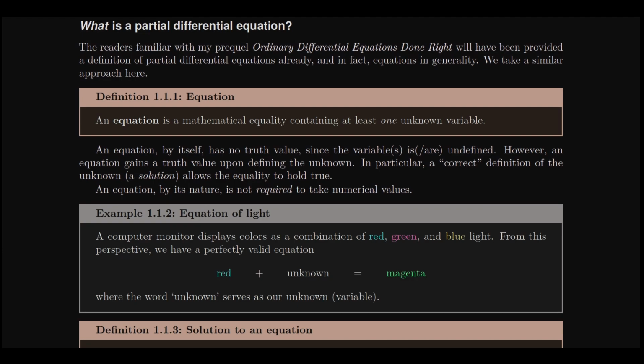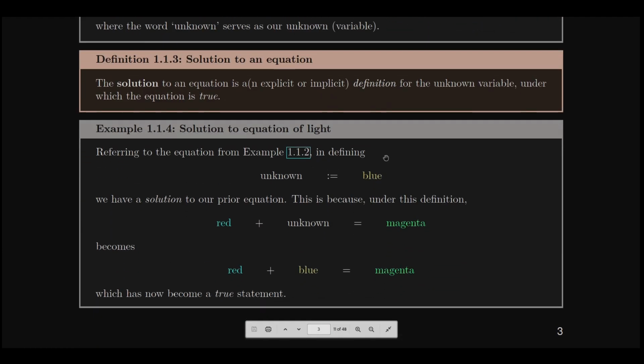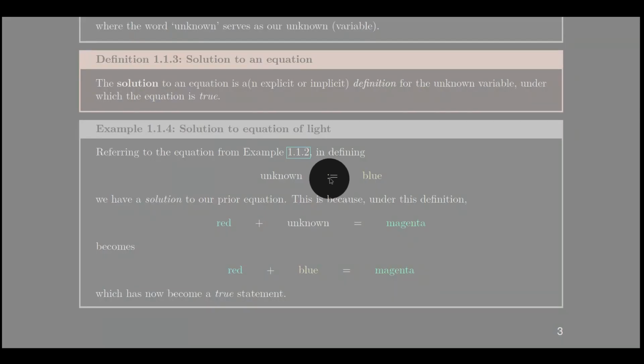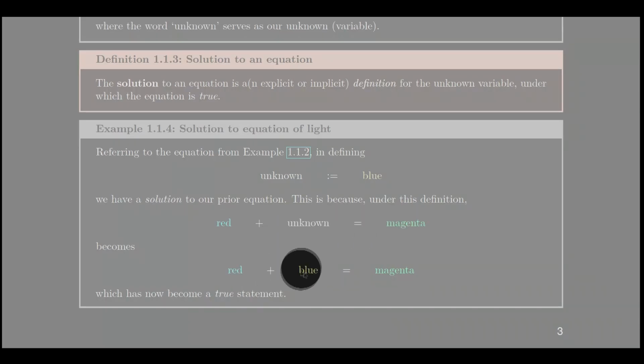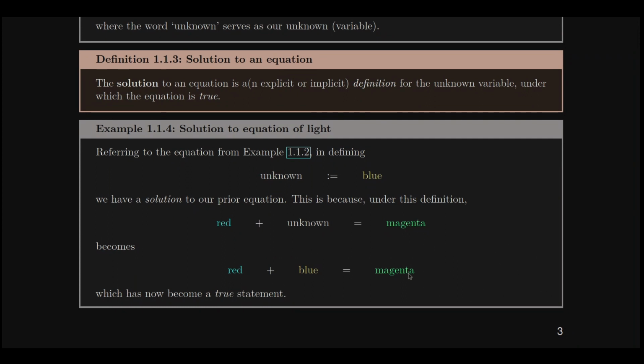But that leads us to the solution, right? The solution of an equation is a definition of the unknown variable under which the equation gains the value true. Okay, so in this case of light, we're going to define, now this is the colon equal sign, and I'm going to try to stick with this in the book, is one version of saying defines, right? It's an equality, but it's a definitional equality. It's a way to say unknown is actually equal to blue. And once we make that definition, then red plus unknown equals magenta becomes red plus blue equals magenta. And when it comes to light, red plus blue does in fact equal magenta. This is a true statement, and so we have solved the equation.